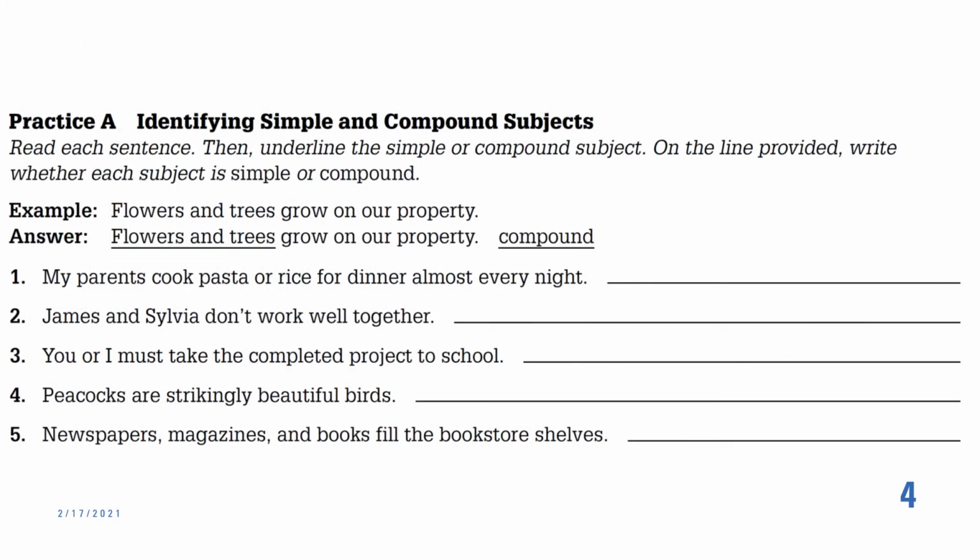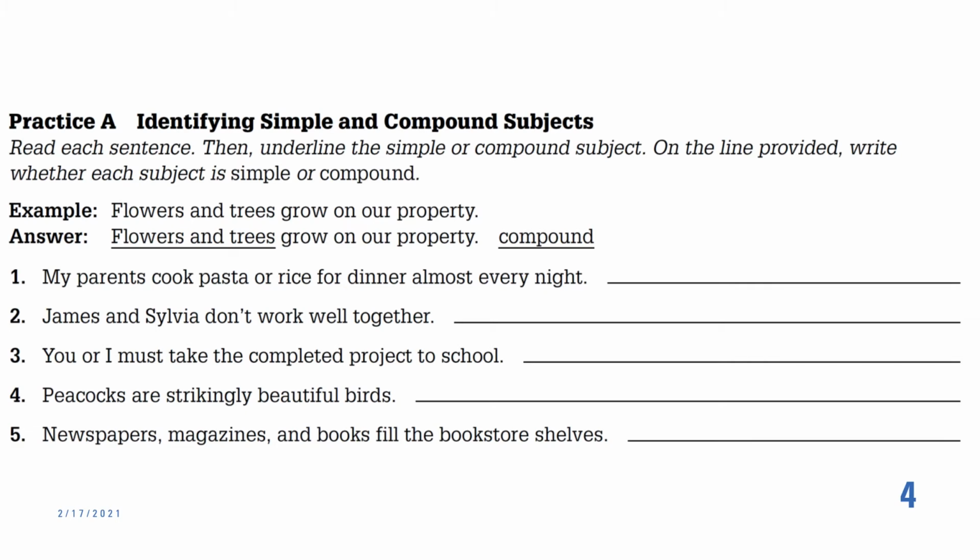Practice A, identifying simple and compound subjects. Read each sentence, then underline the simple or compound subject. On the line provided, write whether each subject is simple or compound. Our first task is to underline the subject. Flowers and trees grow on our property. Here, grow is the verb. I will look before the word grow and I will find the subject: flowers and trees.